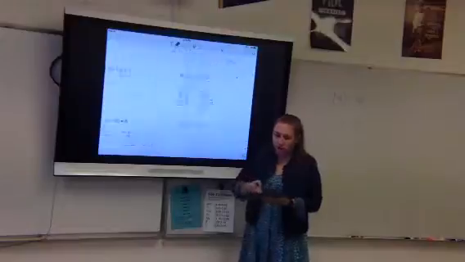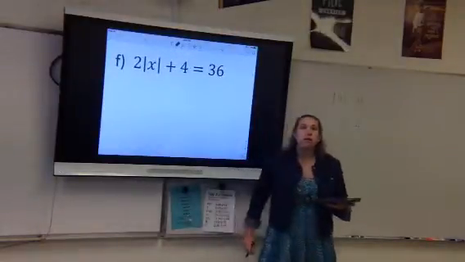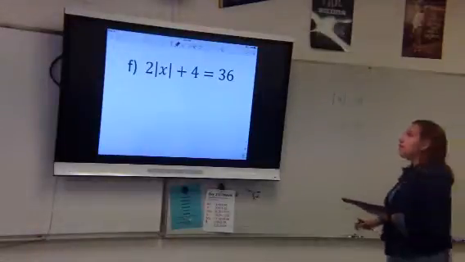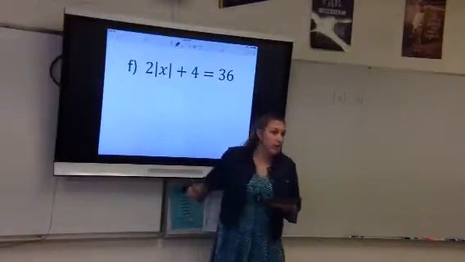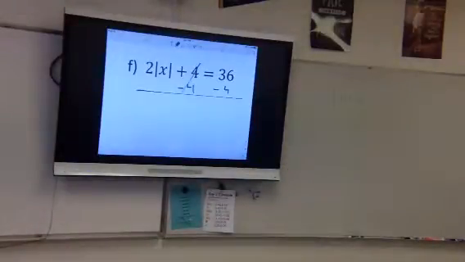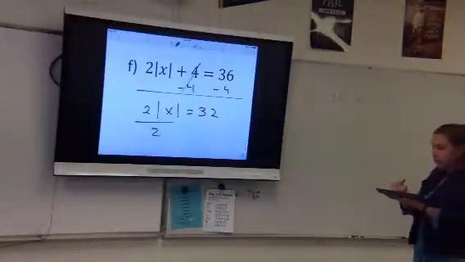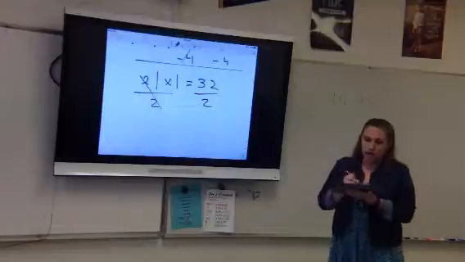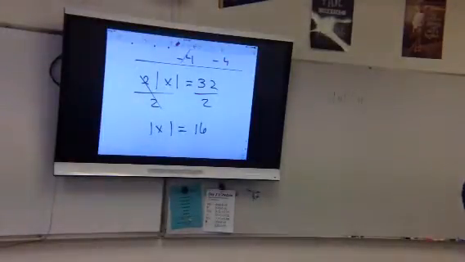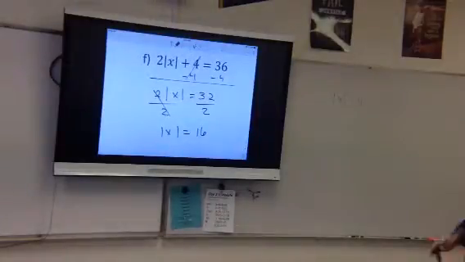Okay. All right. So what do you guys think about F? Let's try it. Subtract the 4, right? We've got to isolate the absolute value, right? Ashley B says we're going to subtract 4 from both sides, and she's correct. So I have 2 absolute value of x equals 32. Then divide by 2. So I have the absolute value of x equals, what's 32 divided by 2? 16. Okay, so now, step 1, isolate the absolute value.